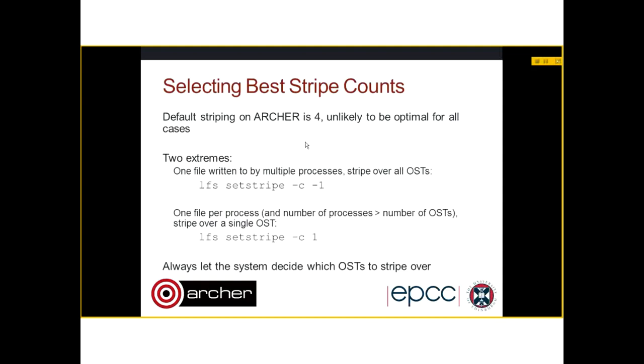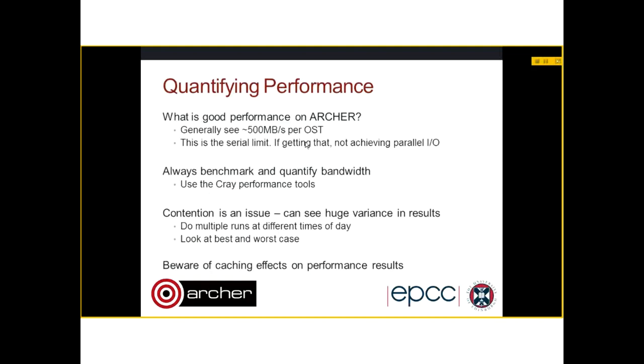The recommendation is generally that over about 2 megabytes, it doesn't really improve performance. Again, you would have to test this in your own particular case. And always let the system decide which OSTs to stripe over. If you make specific choices, you will very easily put all your files on one set of OSTs, which is not ideal from your point of view, and also not ideal for Archer's overall load balancing across the OSTs.